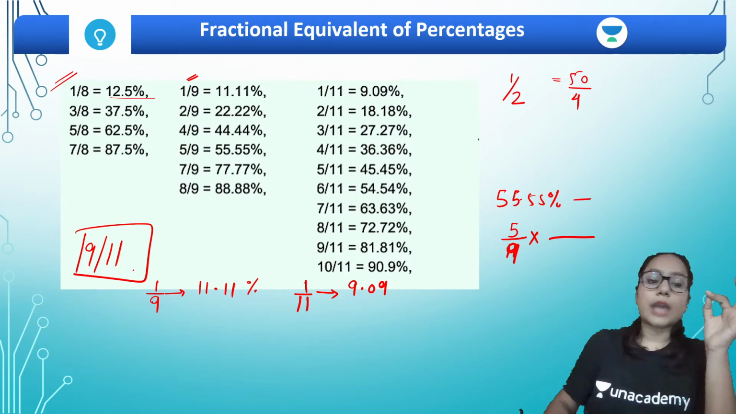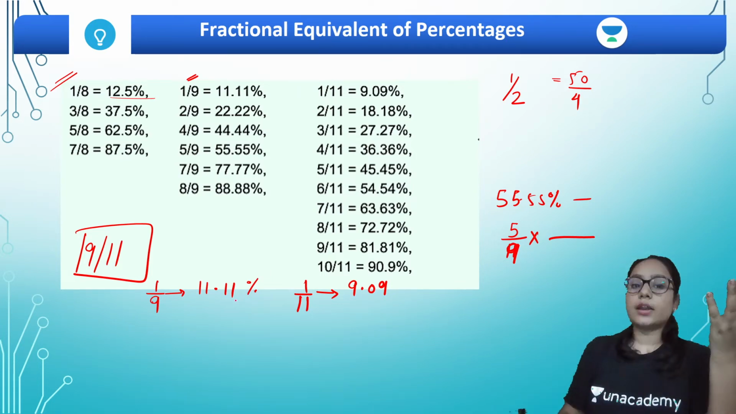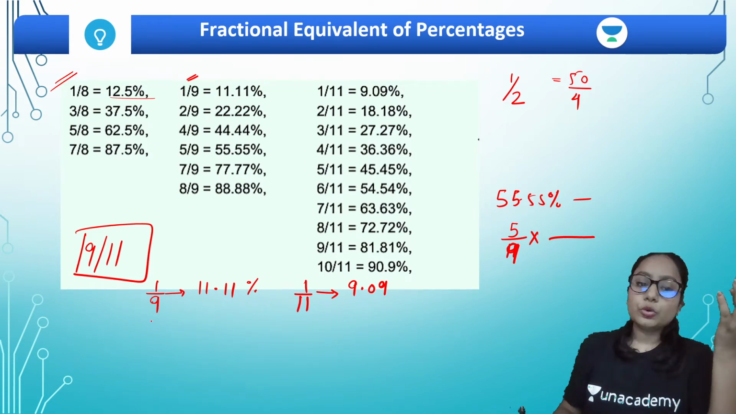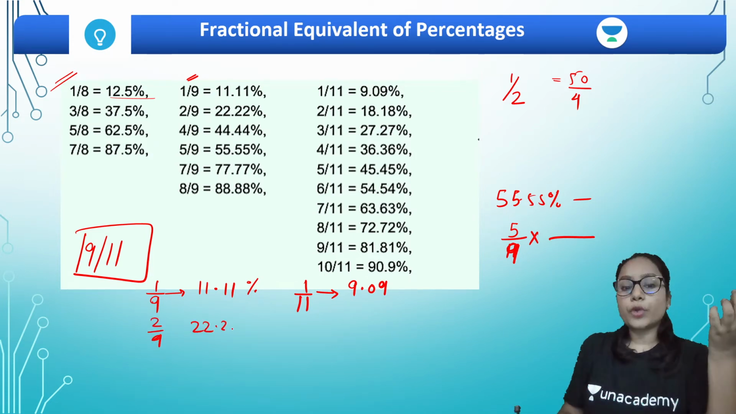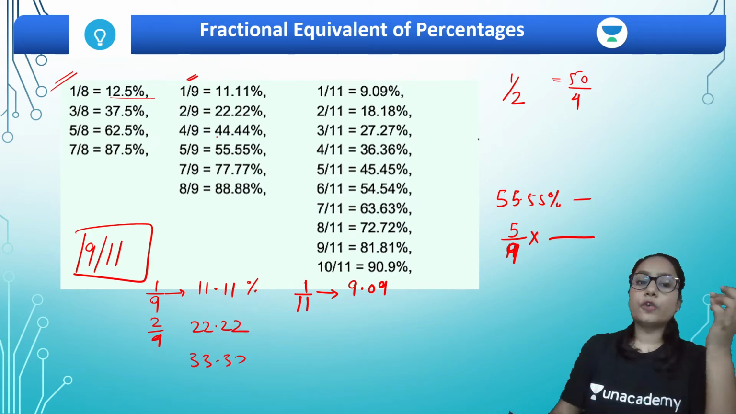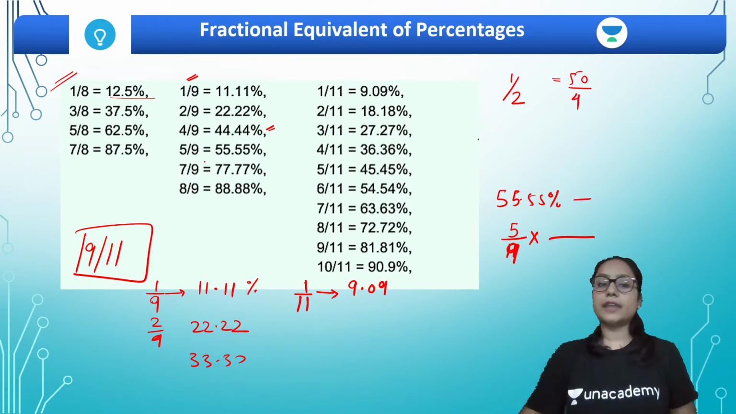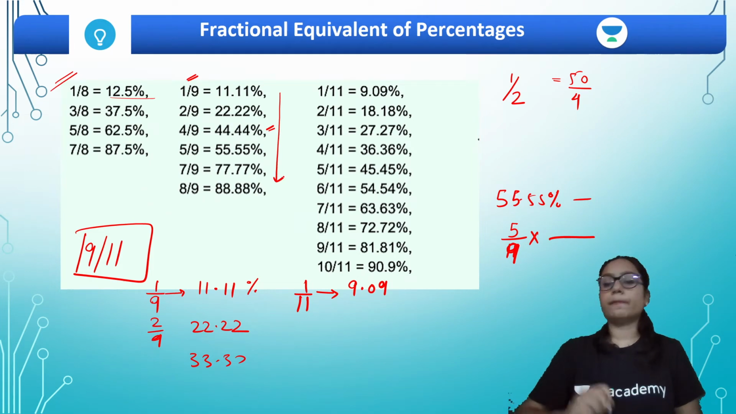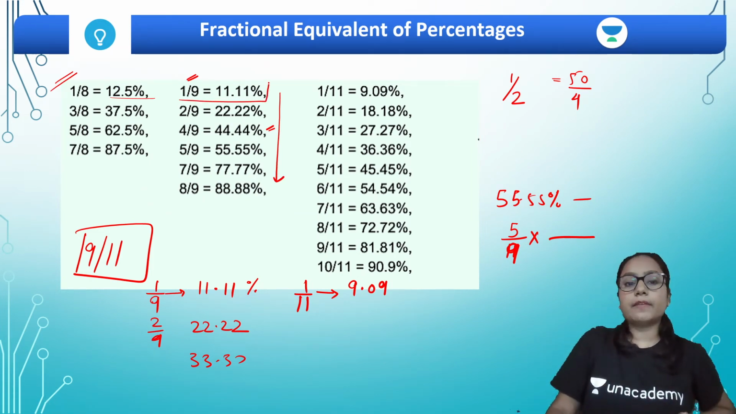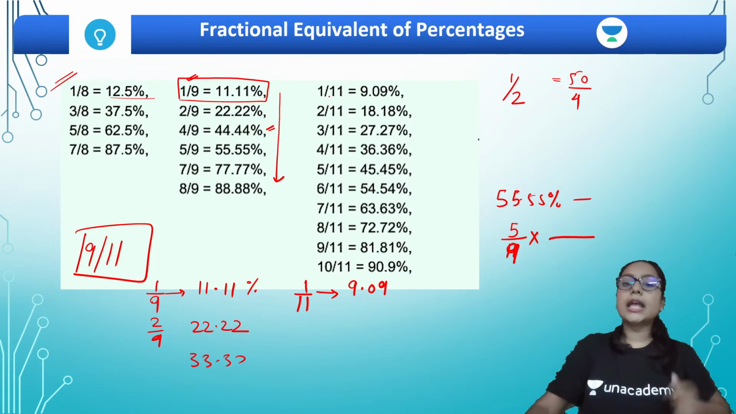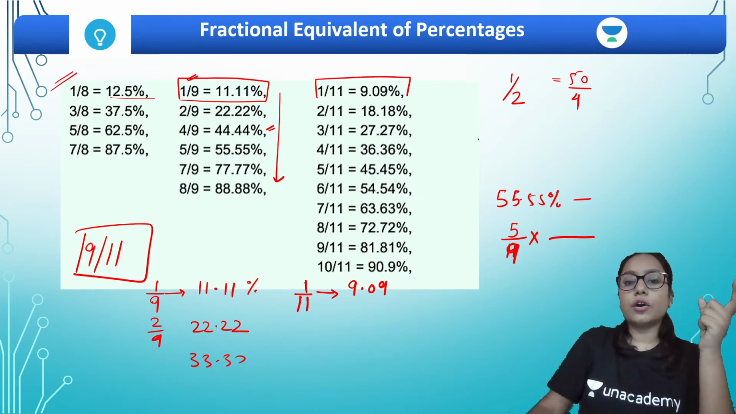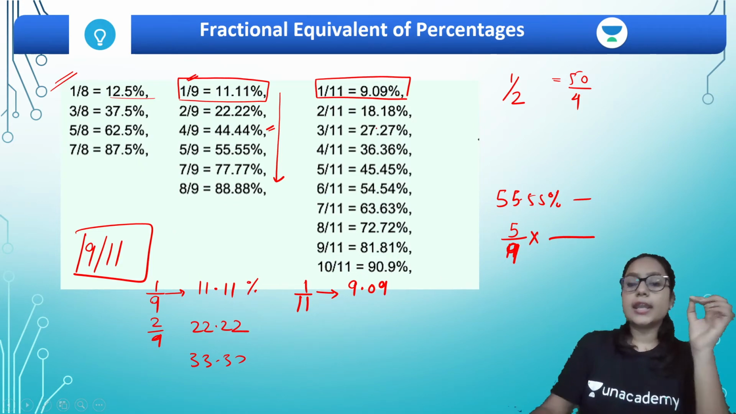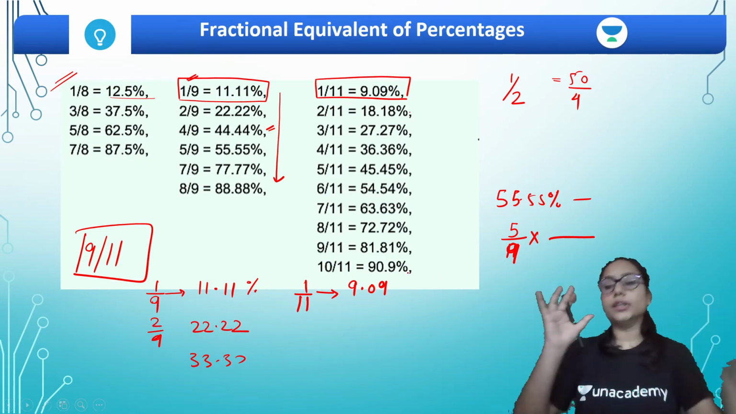So you have 1 by 9 is 11.11%, 2 by 9 will be 22.22, 3 by 9 will be 33.33, 4 by 9 44.44, 5 by 9 55.55, 7 by 9 77.77, 8 by 9 88.88. So this way it will keep on continuing. You just need to remember the value of 1 by 9, and here also you just have to learn the value of 1 by 11. The rest of the values are the tables of 3 only.